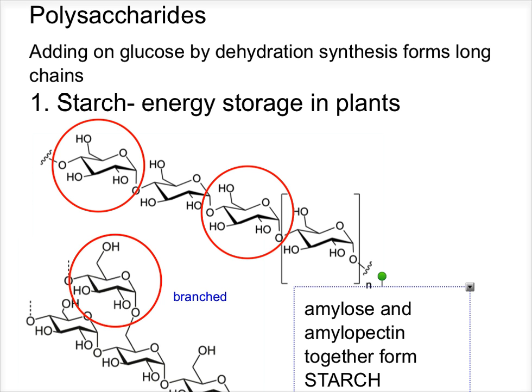There are 4 important polysaccharides that you need to know. The first is starch, which is the most important energy storage in plants. Starch is a combination of amylose and amylopectin. Amylose is a single chain and amylopectin is a branched chain. I have circled the individual glucose molecules within the chain for you to see.